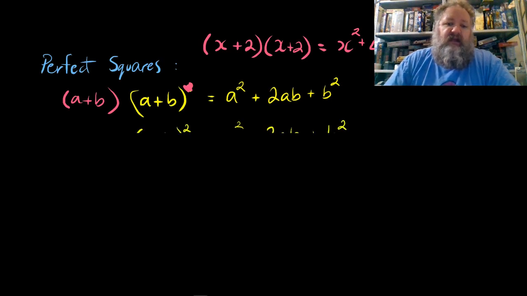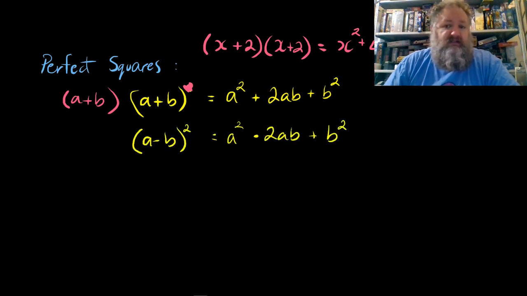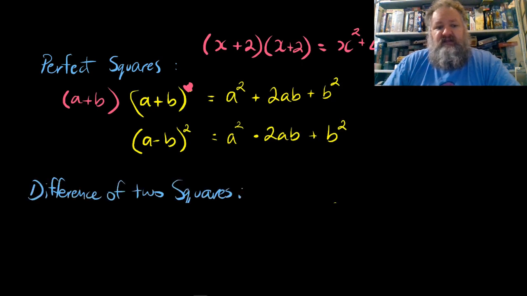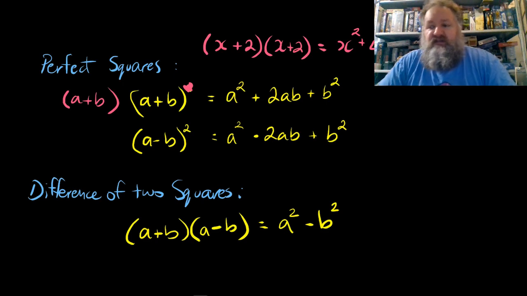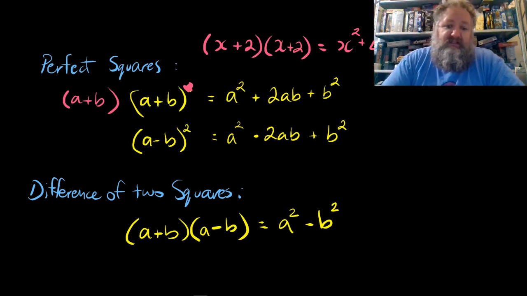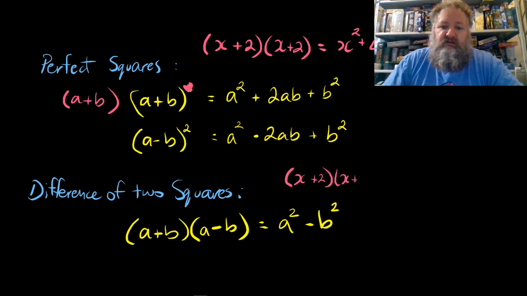Same goes for the other sign for the perfect squares. If it was a minus on the inside, okay, you would end up with minus 2ab. Simple as that. The last one is the difference of 2 squares. This one is if we have a plus and a minus in the 2 different terms. And that one's even easier still. In our instance up the top there, if we had just x plus 2, x minus 2, I can go straight to the answer, and it will be x squared minus 2 squared. And if you think about it, that makes sense.